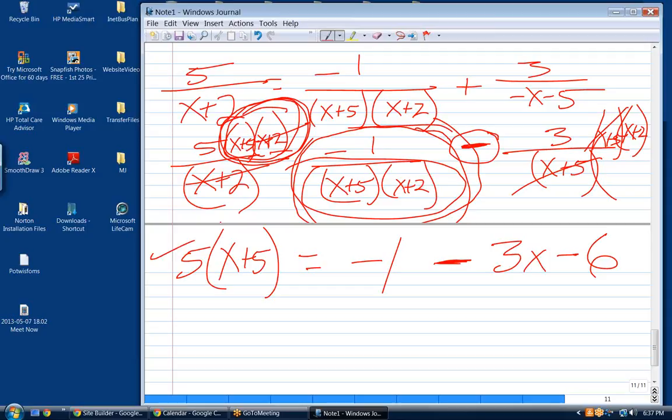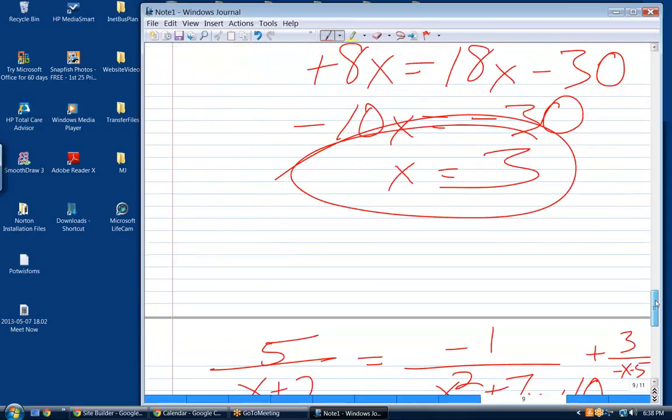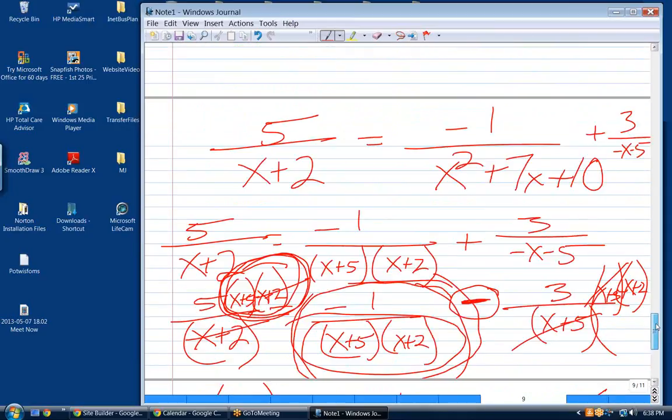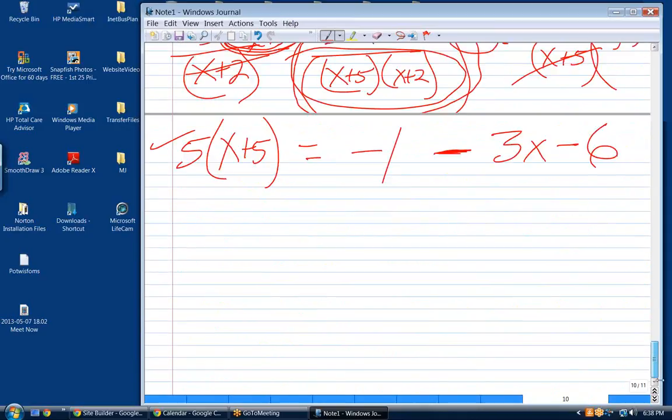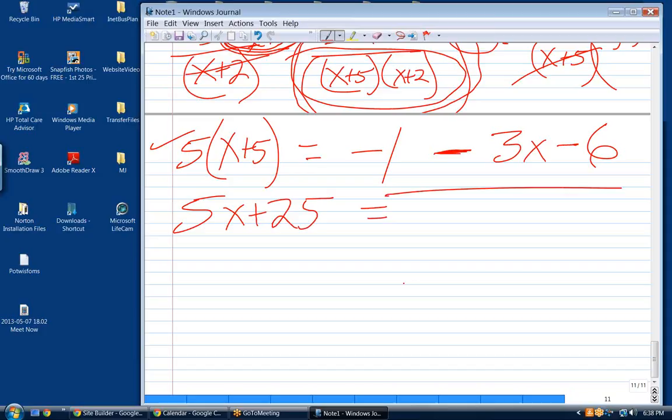And now we are facing an easy problem to solve. It went from being very difficult because of all these variables in the denominator. Once I got rid of all the denominators, it's pretty easy. This is 5x plus 25. What's this simplify to? Negative 3x minus 7. Okay, keep going.